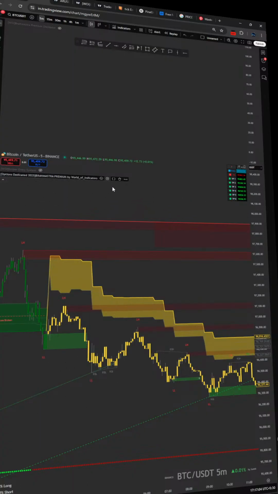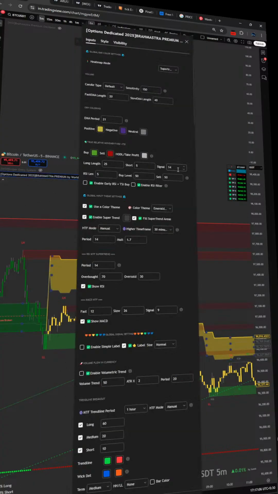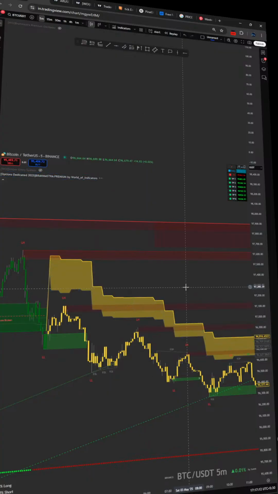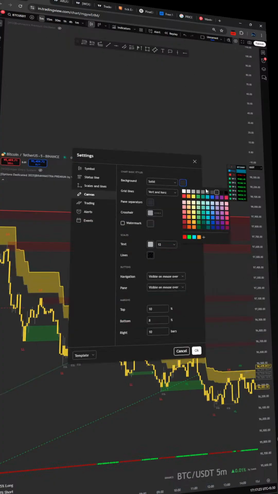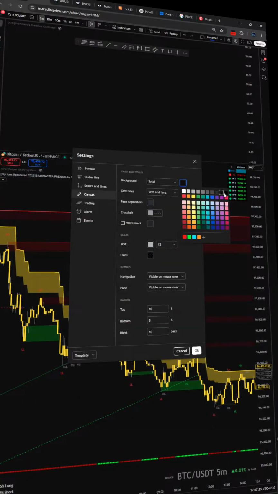Okay, let me switch it to the 15-minute time frame. The 30-minute is a bit bigger. Let me switch it to the 15-minute time frame. You will see the real rejection. Let it load. Let me change this. I don't like this color.